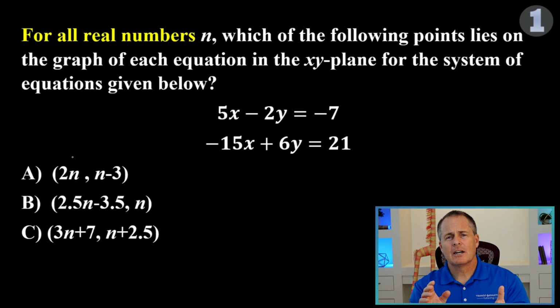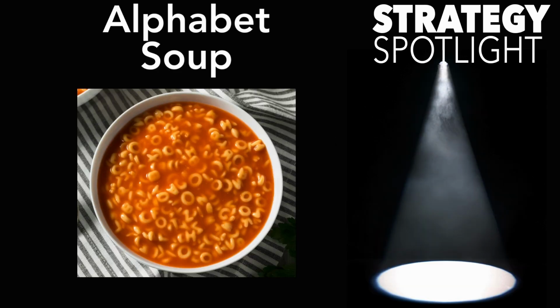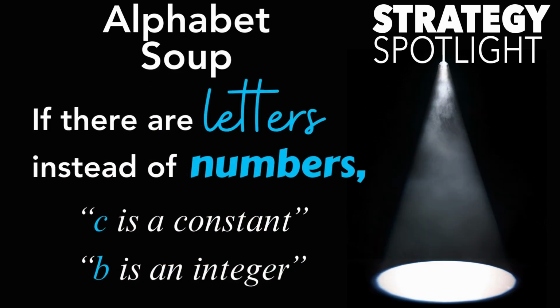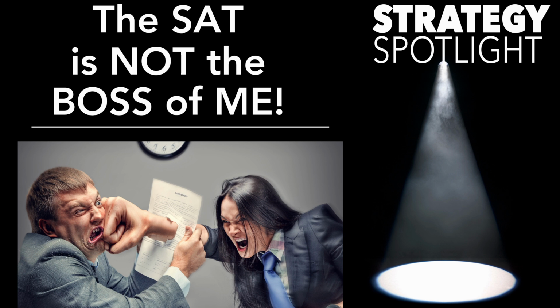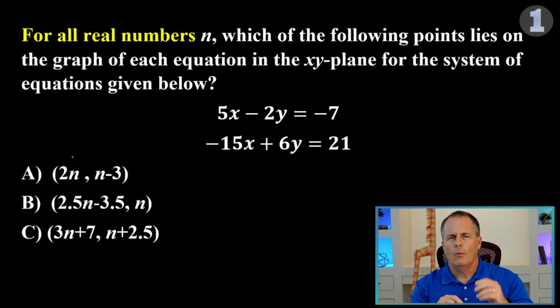The secret here is a strategy that I call alphabet soup. Whenever you see unexpected letters in the middle of your math problem, it's time to pick your own numbers. I like to say, the SAT is not the boss of me. So, what do you want to pick for N? I'm going to pick 10. I like 10 because it's easy to work with for multiplication.